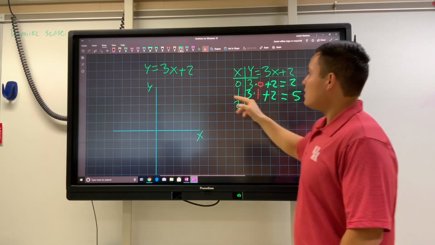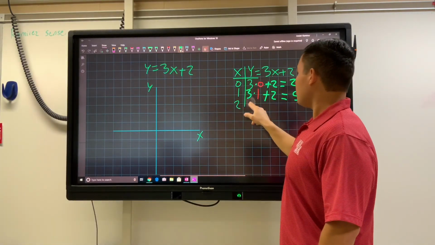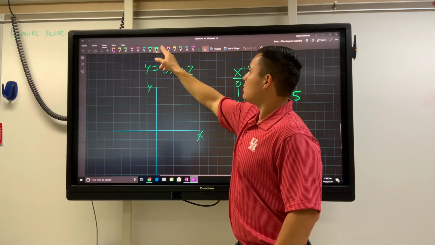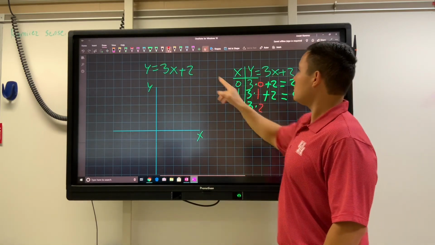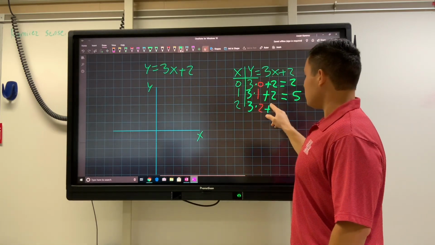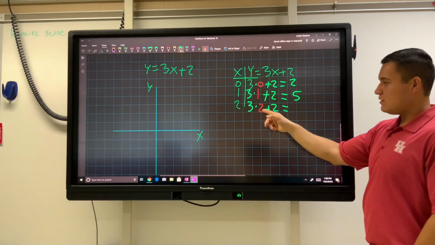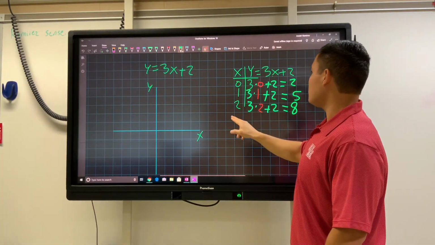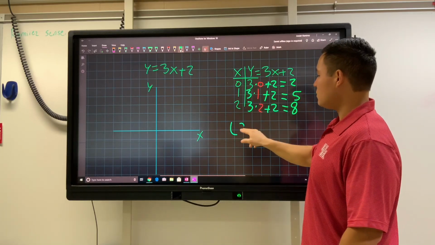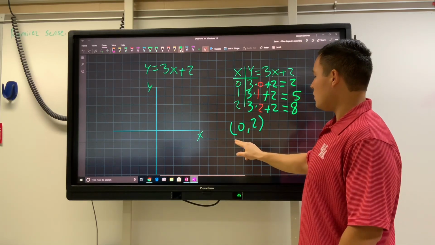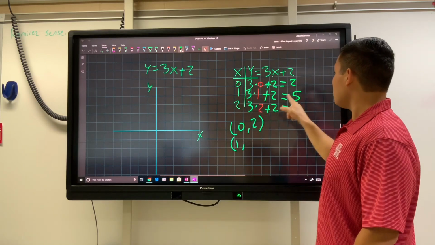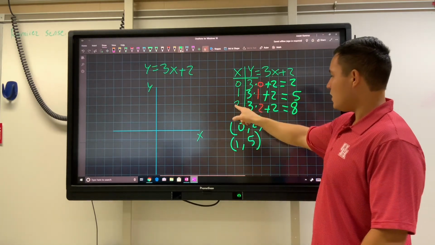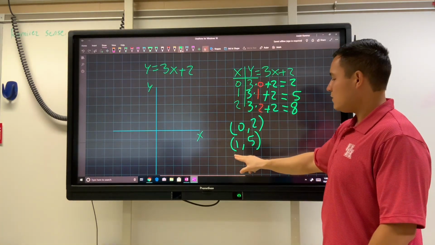2 is the next one I'm going to put for x. 3 times 2 plus 2. 3 times 2 is 6, plus 2 makes 8. These are coordinates. These coordinates are 0 with 2, 1 with 5, and 2 with 8.